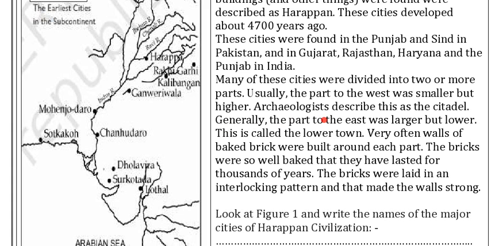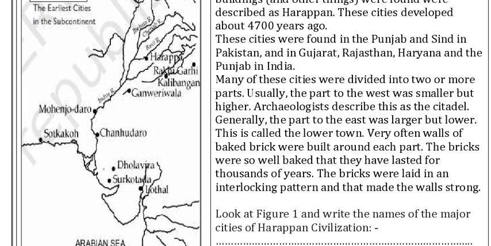Generally the part to the east was larger but lower. This is called the lower town. So the part in the east of the city was very large in size but lower compared to the west, and this was known as the lower town. Very often, walls of baked bricks were built around each part. The bricks were so well baked that they have lasted for thousands of years. The bricks were laid in an interlocking pattern and that made the walls strong.